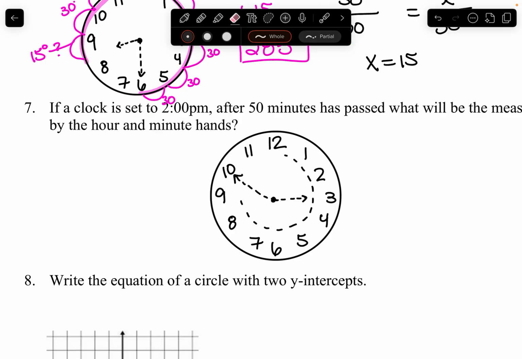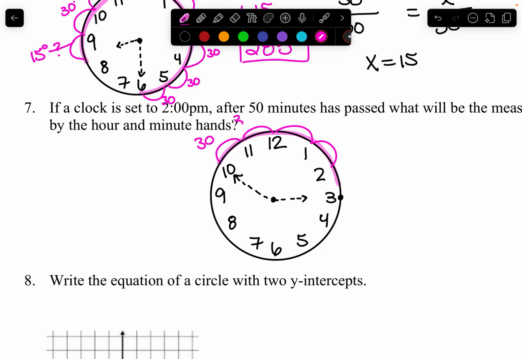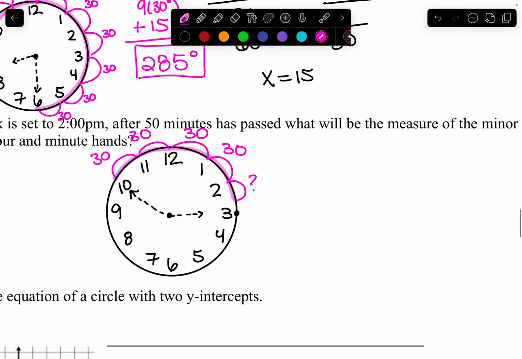So I'm going to delete my old hour hand and minute hand. And now what I need to do is I need to find the minor arc that goes from here to not quite 3. And I'm going to put a dot at 3 just so we can see that we haven't traveled all of that distance yet. Okay, remember that between each of the numbers are 30 degrees. So I know that I've traveled 30, 30, 30, and 30. I don't know how much I've traveled there. So right now I've got 1, 2, 3, 4. I've got 4 30-degree jumps.